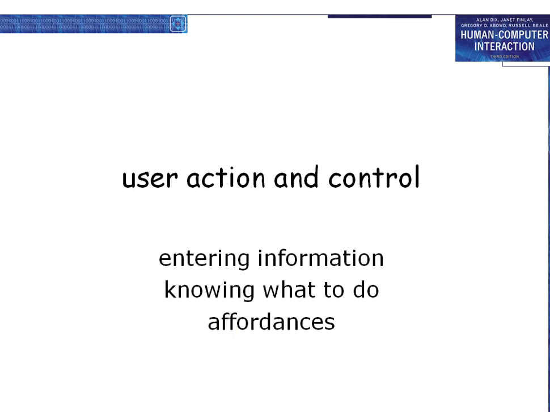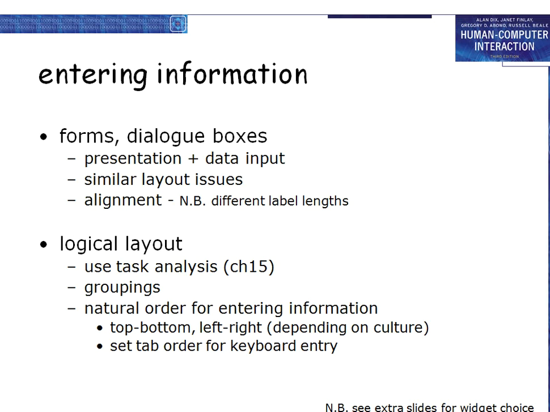What is next? The next is the user action and control. It's about the user action and control. That could be entering information, knowing what to do, and affordance for the user action. The entering information could be forms, dialog boxes. We can know that we need this for presentation, data input, similar layout issues, and also alignment in here.